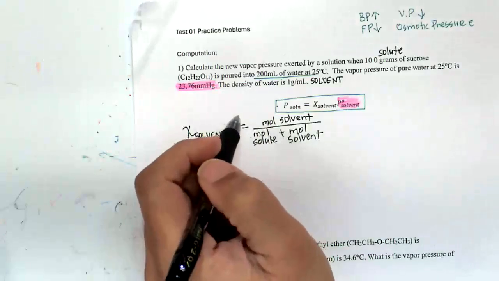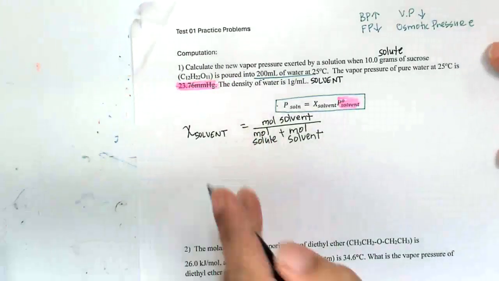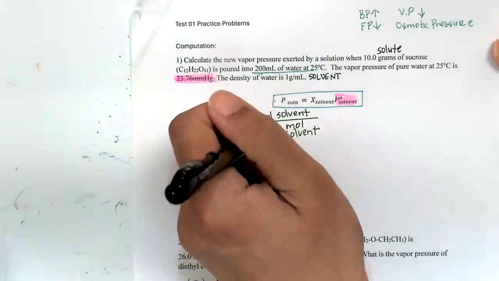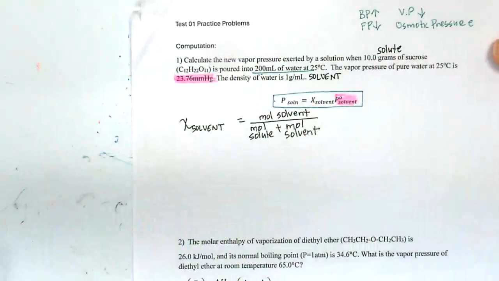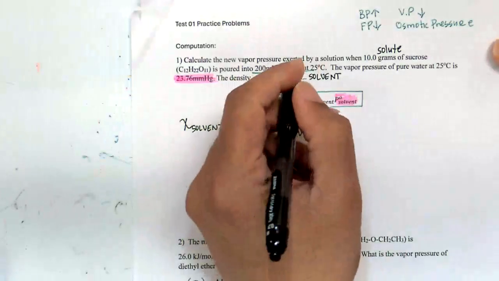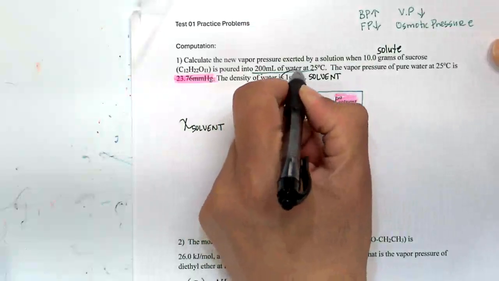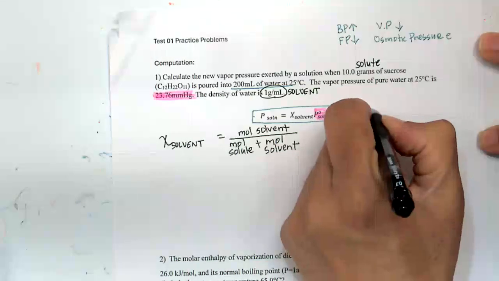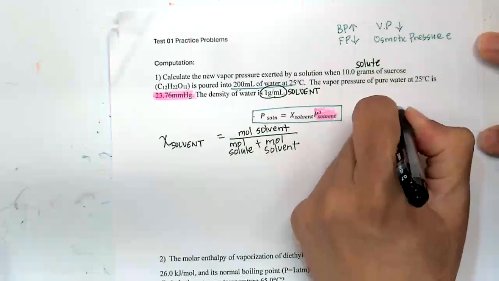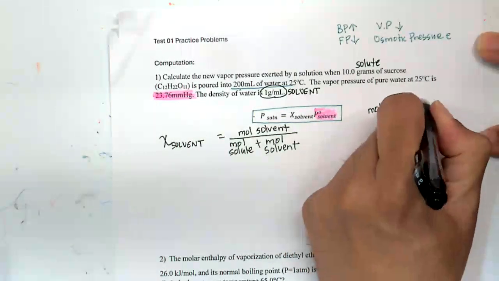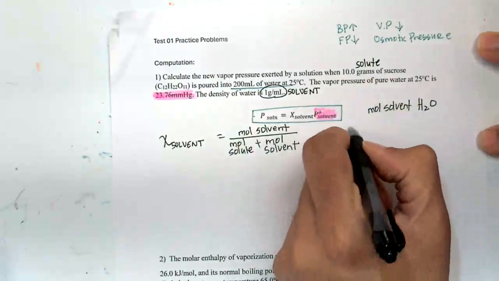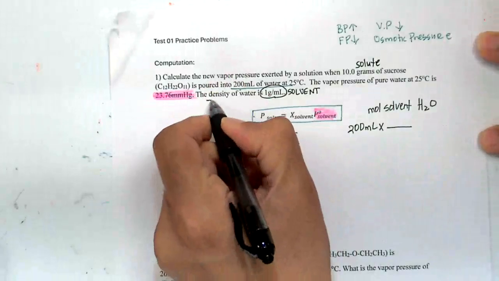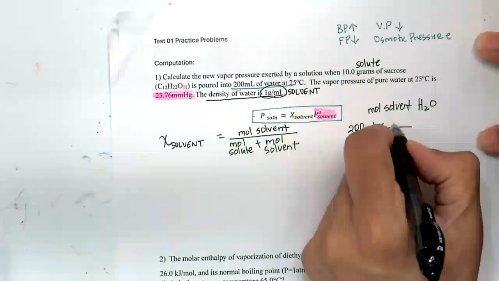So we will calculate the moles of the solvent, which is water. But you have 200 mLs of water. How will we convert it to moles? We have a back of the hand measurement for the density. It's about 1 gram per mL. So we'll use that to calculate the moles of our solvent water. We have 200 mL, and the density of water is 1 gram per mL.